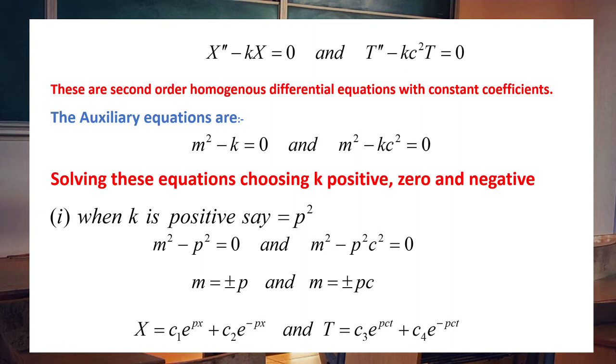So the complementary function is X equal to c1 e^(px) plus c2 e^(−px) and T equal to c3 e^(pct) plus c4 e^(−pct). If you have any doubt regarding how to form this X and T, please refer to the portion on second order homogeneous differential equations with constant coefficients.